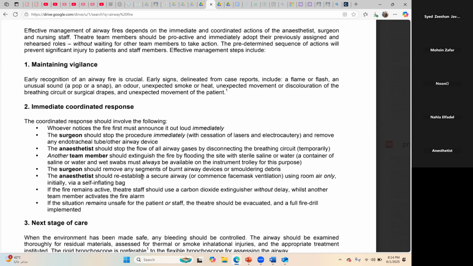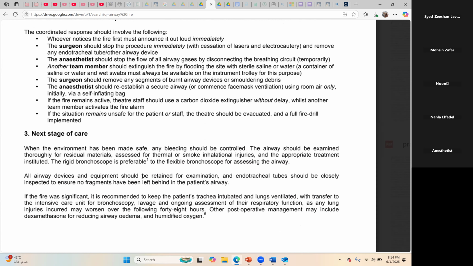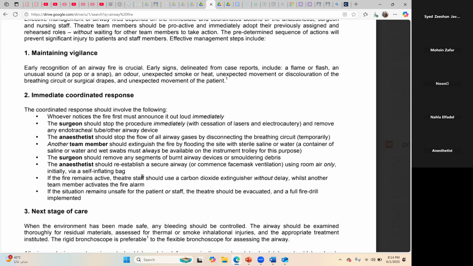Okay. Actually, it's very confusing, if you ask me. They are saying that one team is removing the tube and one is flooding the area. But I think we should flood the area, because if we don't flood the area and remove the tube with the fire still present, it will damage further. So flooding and removing should be the answer, I think.